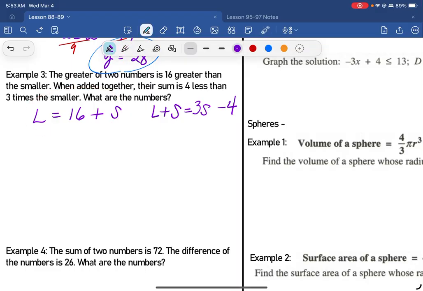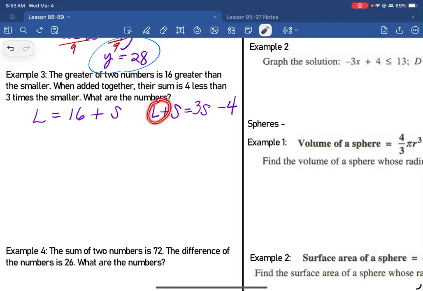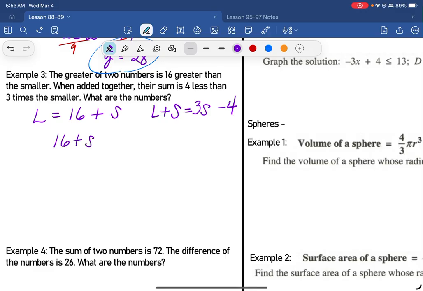So I'm going to plug in where I see an L right here. I'm going to put 16 plus S. So I'm going to do 16 plus S equals 3S minus 4. Now I'm going to combine like terms to write 16 plus 2S equals 3S minus 4.